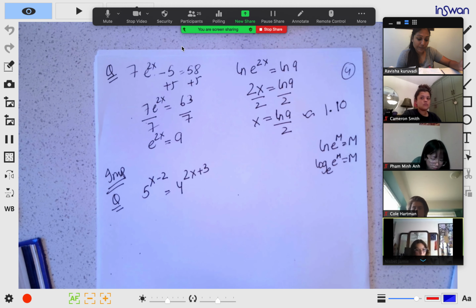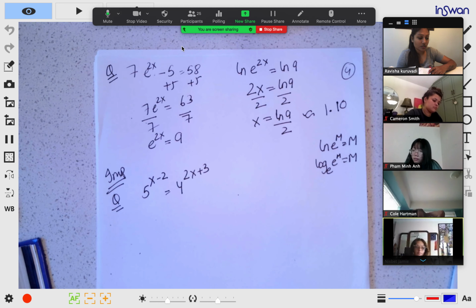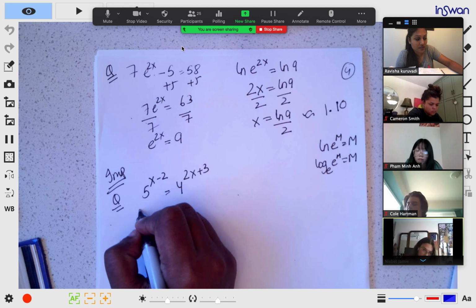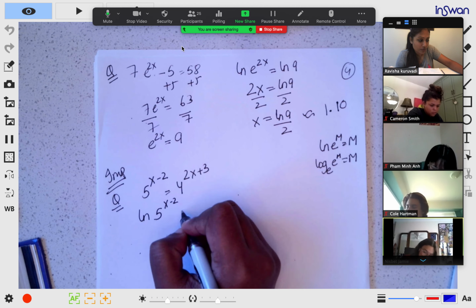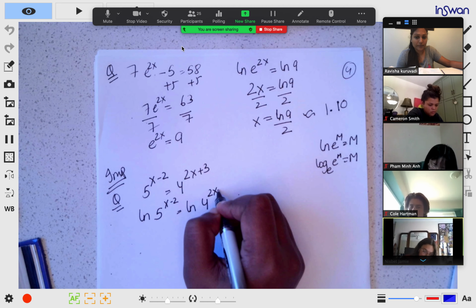I'm not sure. Will you take log or ln? You're going to take ln, because you don't see 10 here, you're not going to take log. So it becomes ln of 5 to the power of x minus 2 is equal to ln of 4 to the power of 2x plus 3. What's the next step?